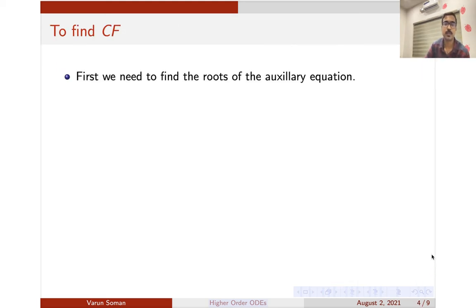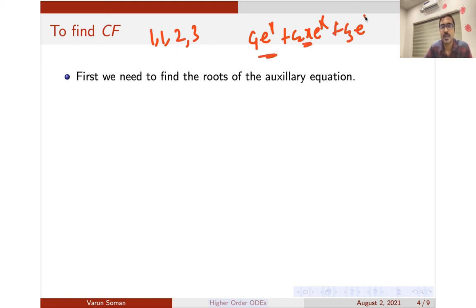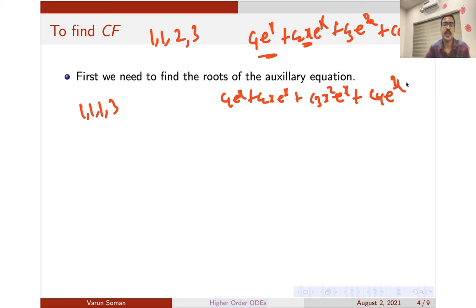For example, suppose your roots are 1, 1, 2, 3. How will you write the general solution? It will be simply c1 e raised to x plus c2 x into e raised to x, because already you have accounted for 1, 1 there, plus c3 e raised to 2x plus c4 e raised to 3x. Suppose you are getting three equal roots as 1 and then 3. It will be c1 e raised to x plus c2 x e raised to x plus c3 x square e raised to x plus c4 e raised to 3x. Now if there are different roots, it's very easy. You just write as in the second order.